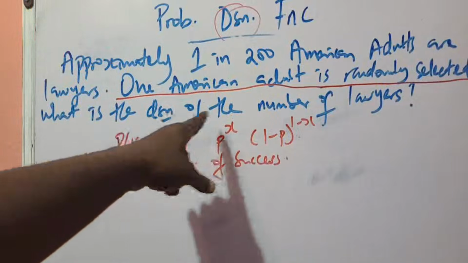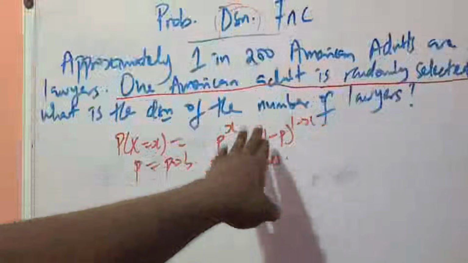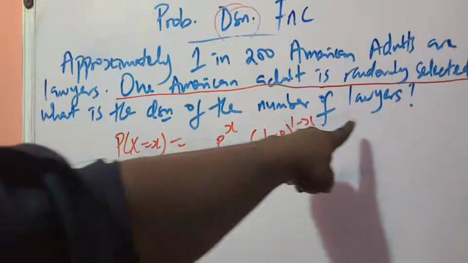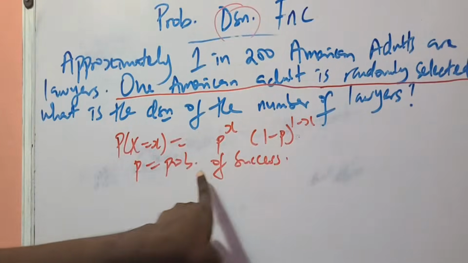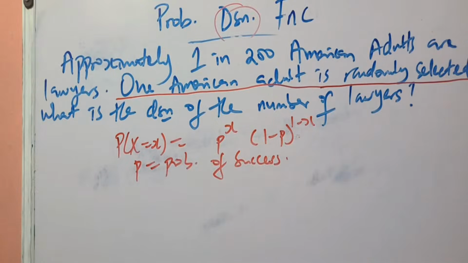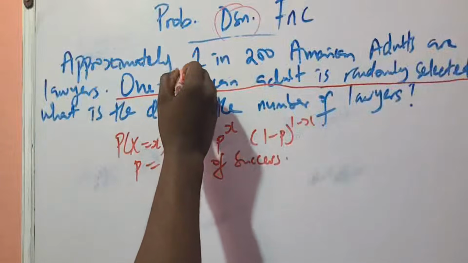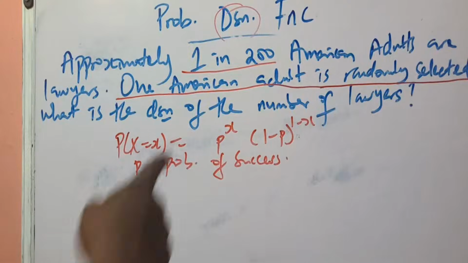We're talking about the number of lawyers. One American adult is randomly selected. What's the distribution of the number of lawyers? What's the probability of getting a lawyer? What's the probability of having success in selecting a lawyer? Yeah, I'm seeing the answer there. This is where your answer is going to come from. The question said approximately 1 in 200 American adults are lawyers. 1 in 200. So the probability of choosing an American adult lawyer, this is where the answer is.